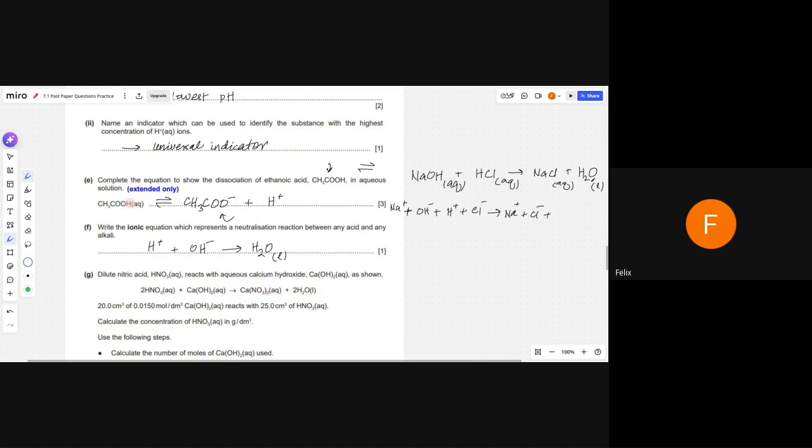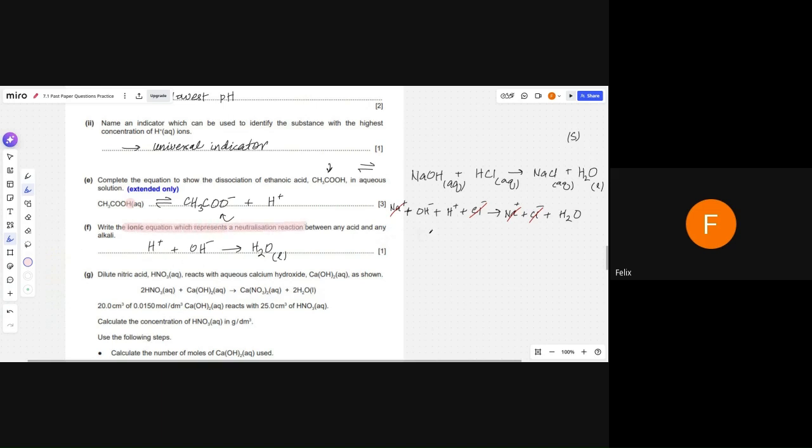The only thing that is in a pure liquid state we cannot split, so I will write it as it is. Whenever the state symbol liquid appears, you cannot split it into ions. Only the aqueous ones can be split. We also cannot split something that has the state symbol solid, because that will be insoluble. Now we cancel out the species appearing on both sides. Sodium gets cancelled out with sodium, and the chloride ion gets cancelled with the chloride ion. What is left behind is our ionic equation, which represents the neutralization reaction.